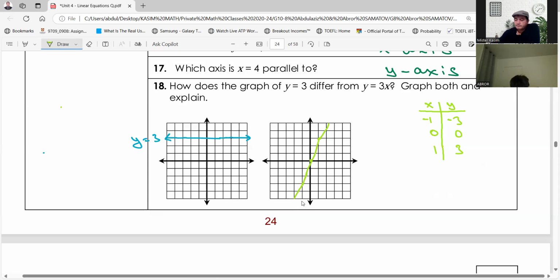One is a horizontal line, right? Which is parallel to the x-axis. And the second one is a tilted line, not horizontal and not vertical, whose slope is 3, right?